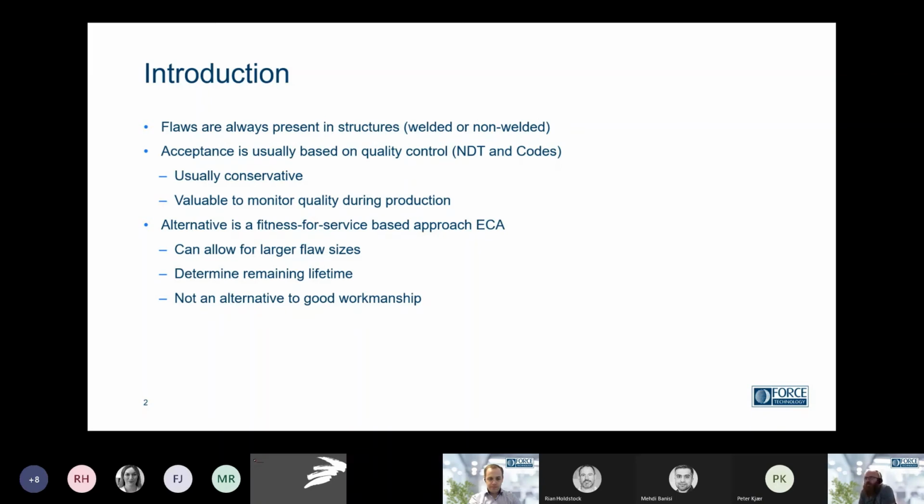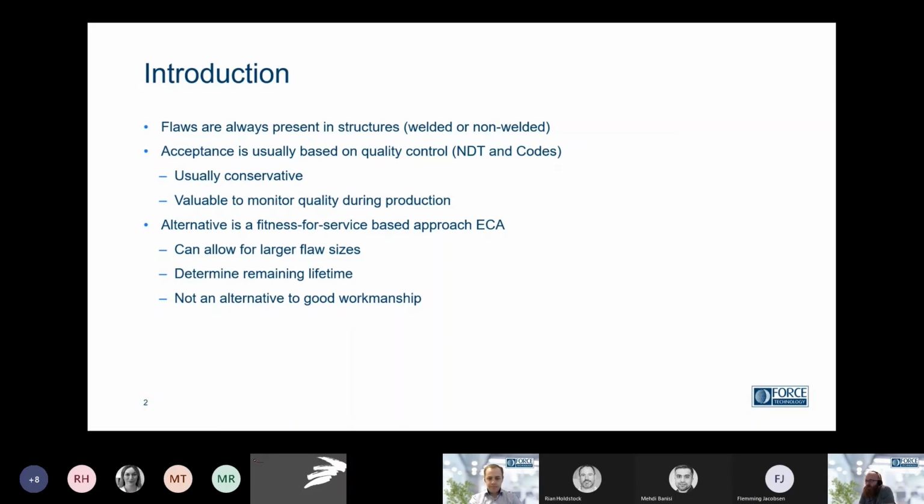To begin with, just a short introduction. Flaws are always present in structures, whether they are welded or non-welded. The acceptance is usually based on quality control, using NDT methods and codes that give acceptance criteria for the flaws that have been found. Usually these codes are conservative, so if the flaws, defects or indications are smaller than what the code says, then you should not have any problem with the structure in its lifetime.